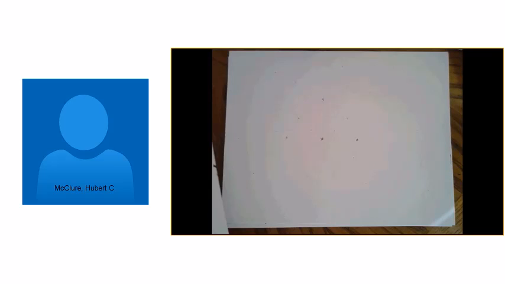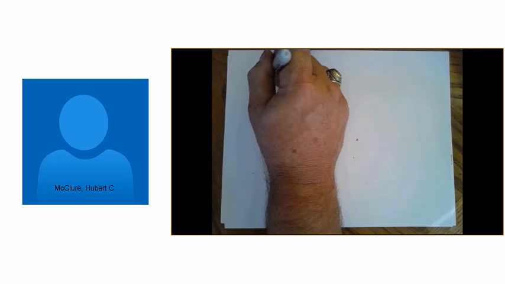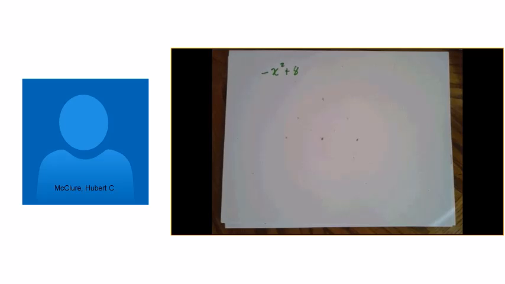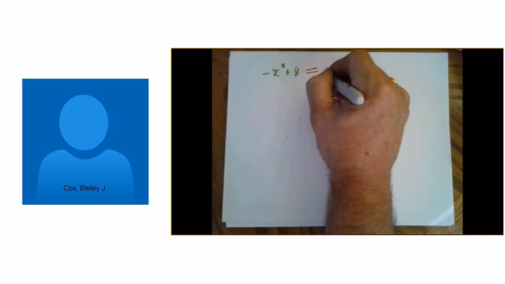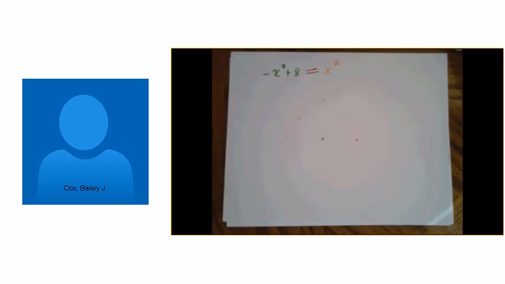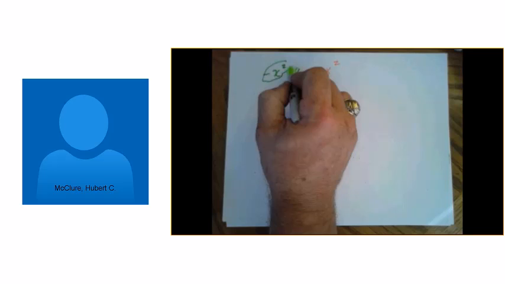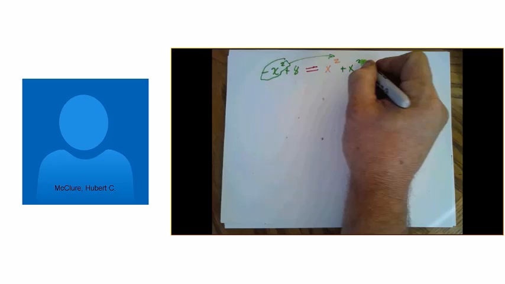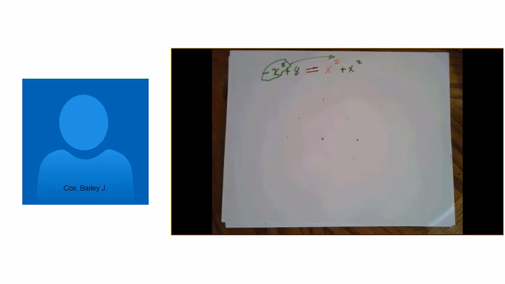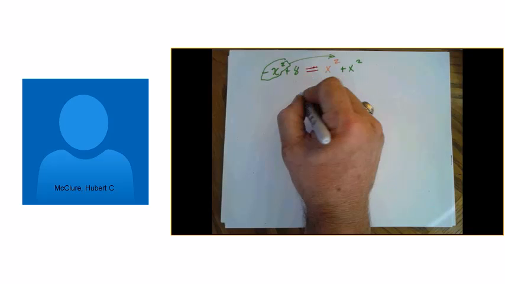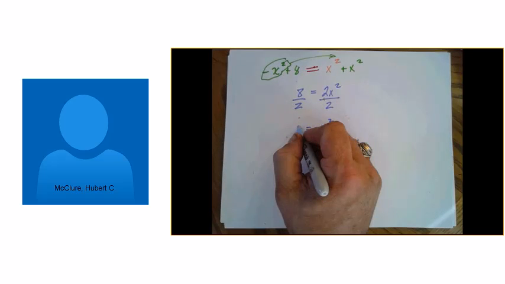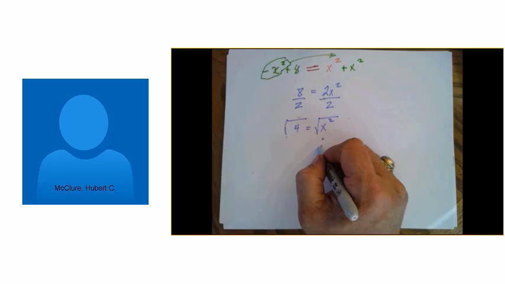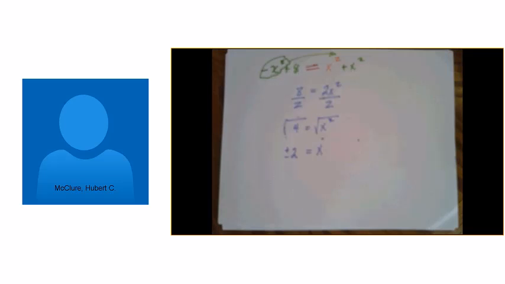I'll write them out. Negative x squared plus 8. I'm going to use red for the equals, because that's very important that you understand. Set them equal to each other. x squared. Now, I don't like negatives, so we're going to take that negative x squared and we're going to take it across the river. And it becomes positive x squared. So now we've got 2x squared is equal to 8, divide by 2, and x squared is equal to 4. Square root of both sides. So our two intersection points are positive and negative what? 2.